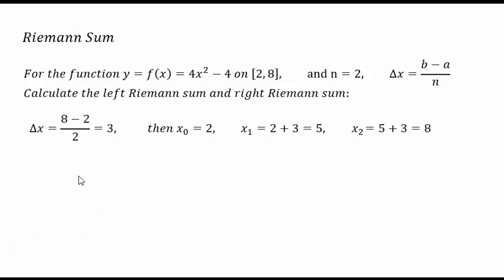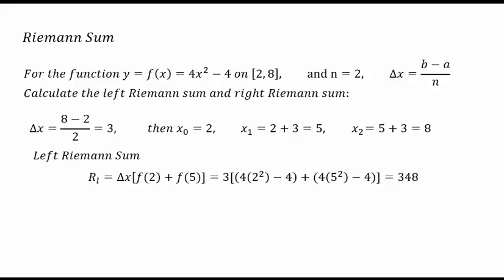So we find delta x, which is 8 minus 2 over 2, n is 2, that's why. So we got 3. And now our boundary points: first x0 is the starting point 2, then each point will increase by 3. So we got x0 is 2, x1 is 5, and x2 is 8. So I'm looking for the left Riemann sum. The left Riemann sum will start from x0 and go to x1. So you have delta x, evaluate the function at 2 and 5, and then that will give you 348, your left Riemann sum estimation.